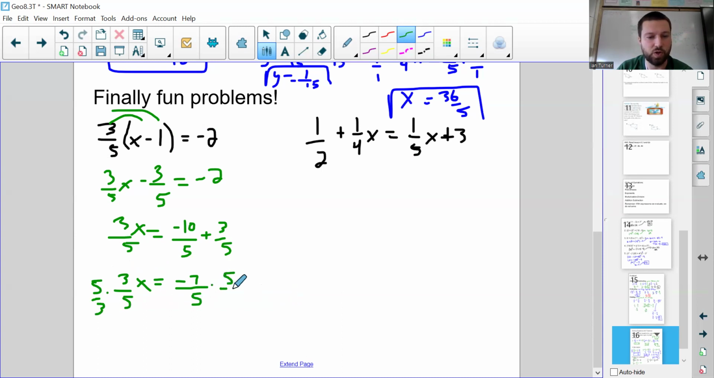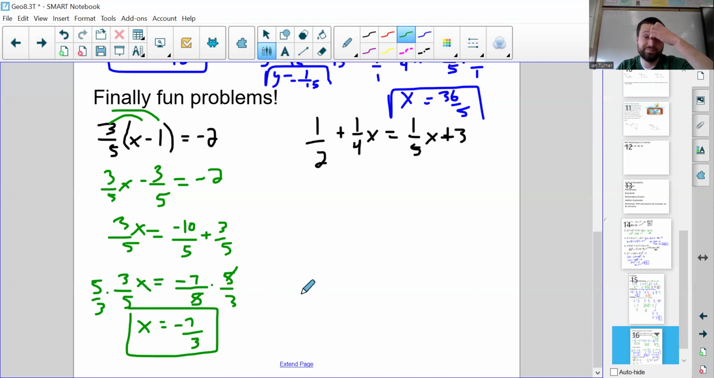Now again, you can do some cross canceling. Look at these 5s cancel. Saves you so much time, kids. We get x equals -7/3, -7/3. Okay? You feeling okay? We could also have gotten rid of this fraction first. I don't know if you want to do it that way. Probably good to learn how to just distribute it and solve it.